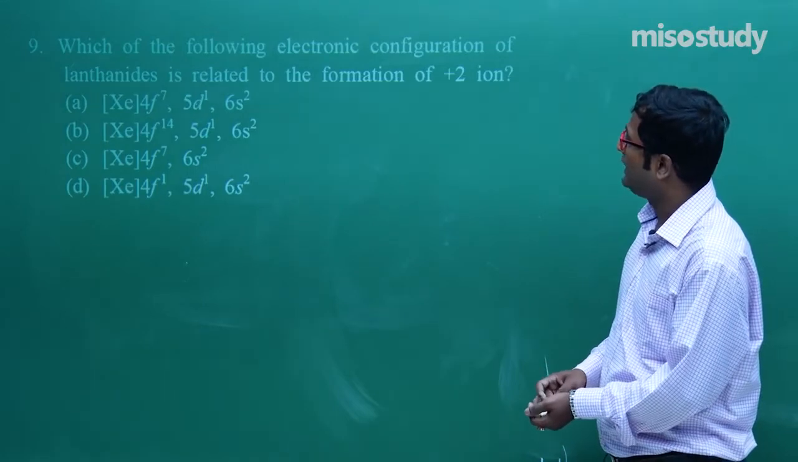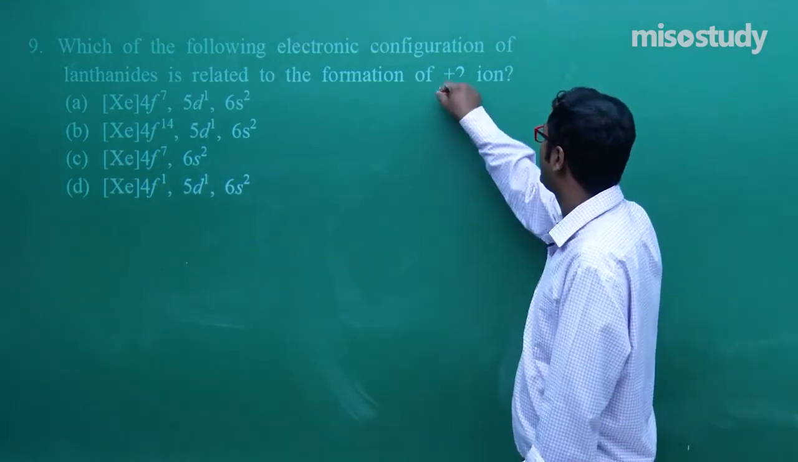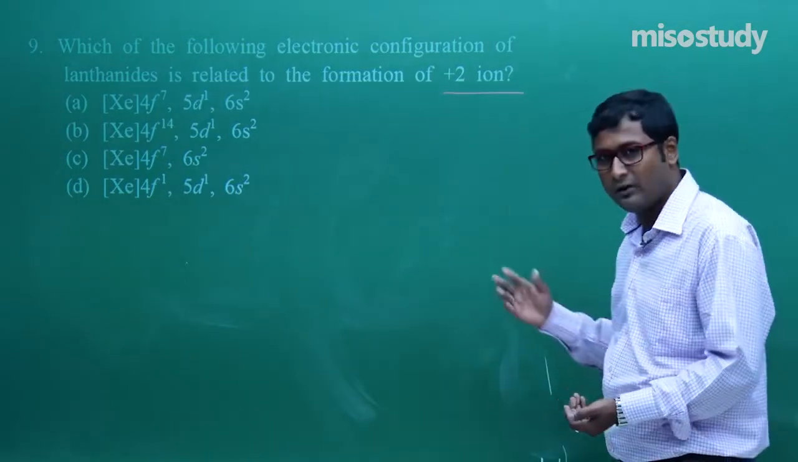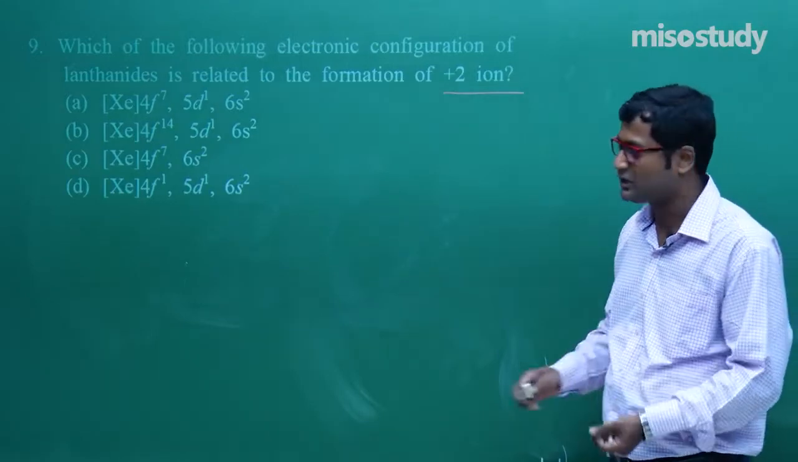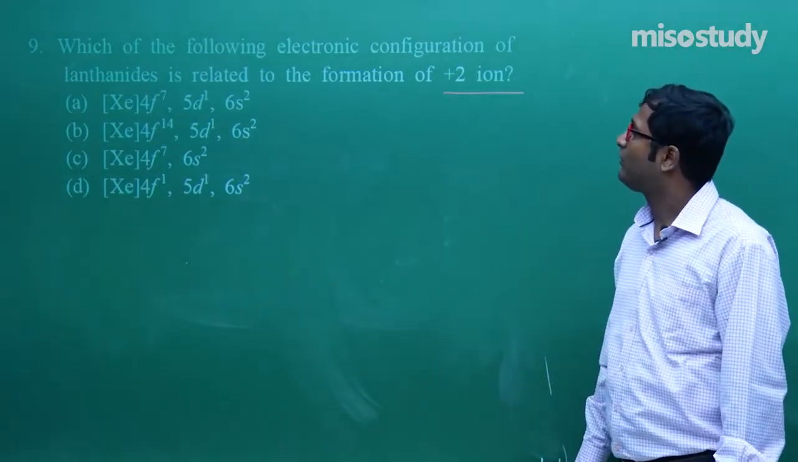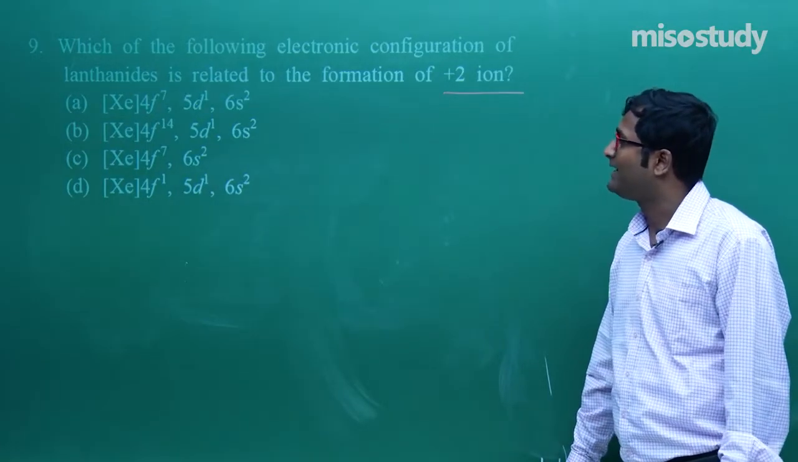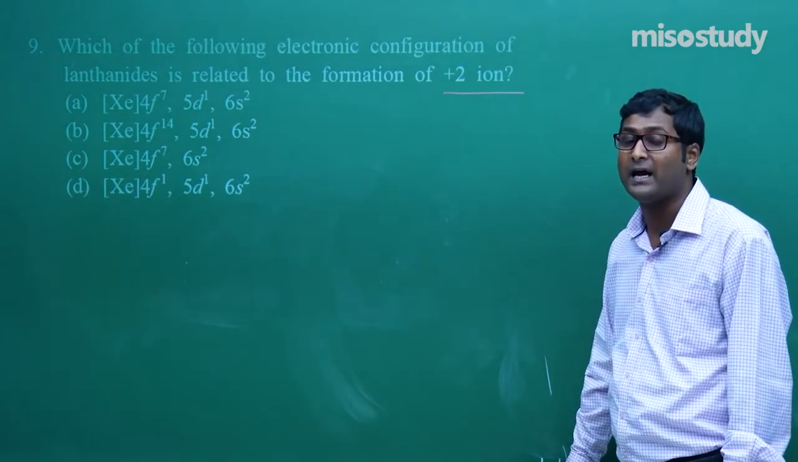Which of the following electronic configurations of lanthanide is related to the formation of a +2 ion? Now tell me, it's your turn, you have to solve this question. It is one of the simplest questions. You can easily answer this question. Which of the following electronic configurations of lanthanide is related to the formation of a +2 ion?